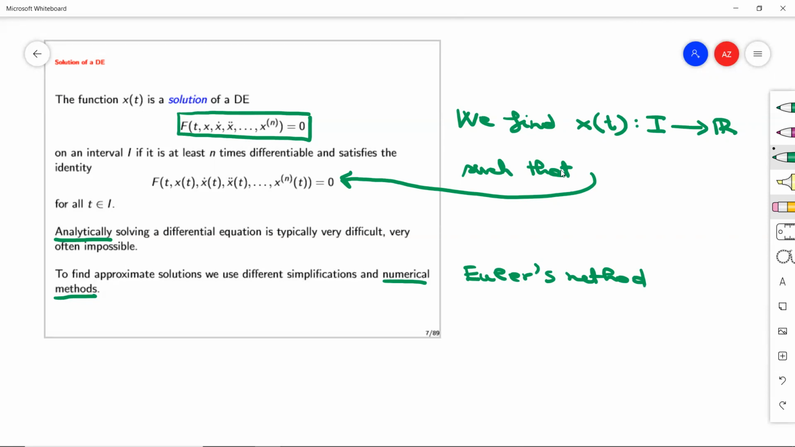However, generalizing this method, so a generalization or improvement of this method gives us methods which are much more accurate and much better for practical purposes. And the method which is most well known, and we will also use it, is the Runge-Kutta method.